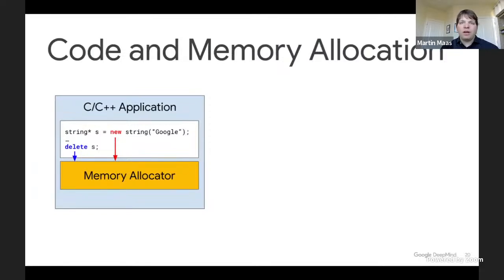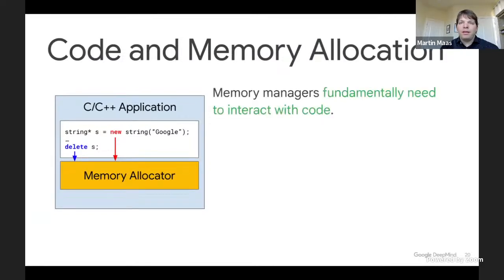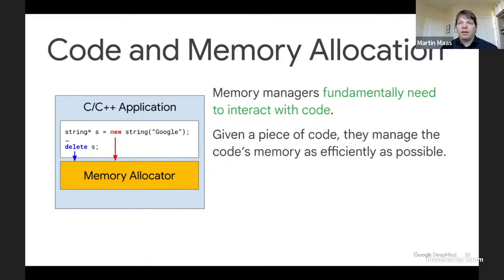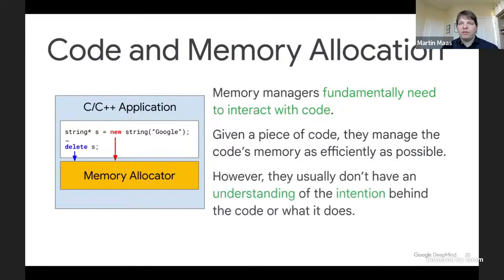Now, how does that correspond to code? The challenge is that in order to know how long these objects live and where they need to be placed, the allocator fundamentally needs to interact with code, because that's where the memory allocations actually come from. At a high level, the goal of the memory allocator is: if I give you a piece of code, how would I manage the code's memory as efficiently as possible? But the memory allocator is limited because it doesn't have any understanding of the intention behind what the code does. All it sees is this sequence of requests coming in, but it doesn't know how that connects to the high-level user intent.